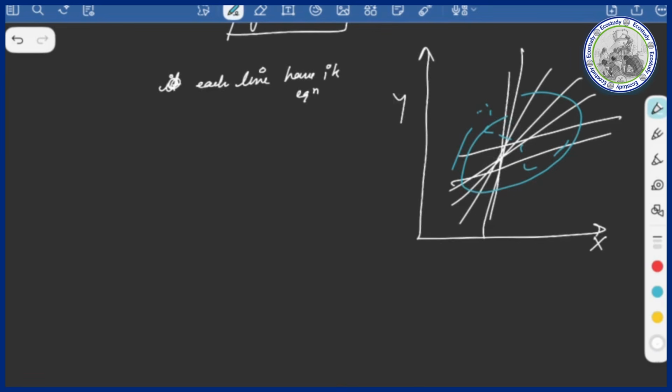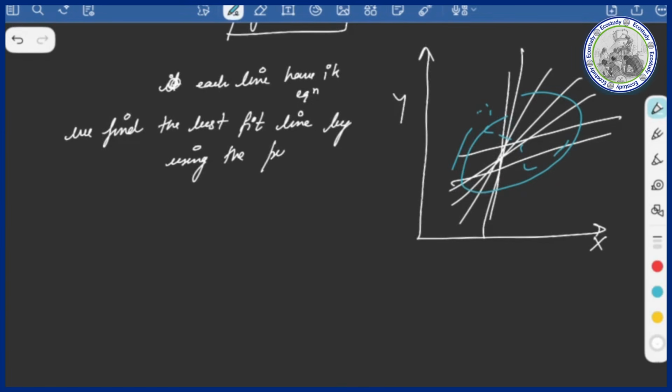We will find the best fit line by using the principle of least square method. Okay, I will write it. We find the best fit line by using the principle of least square method. In the following, we will use the principle of least square method to find which of the lines is the best.